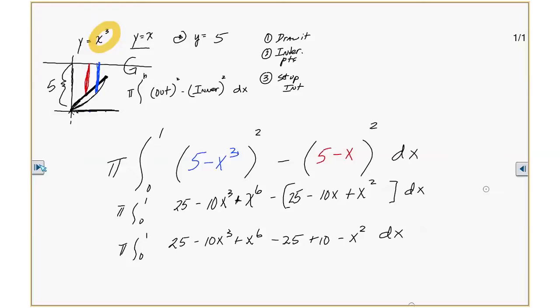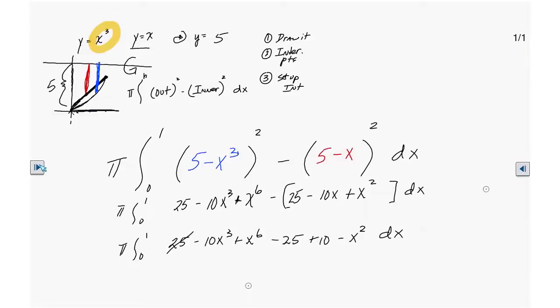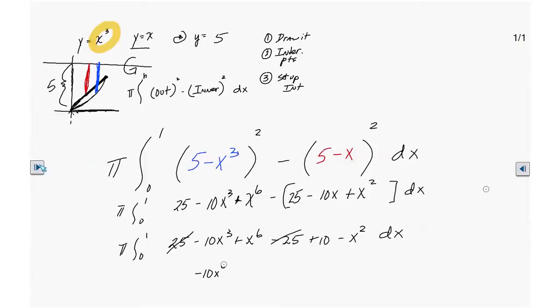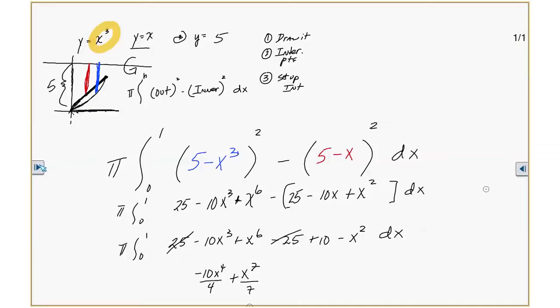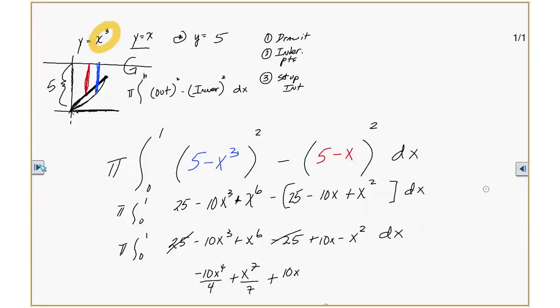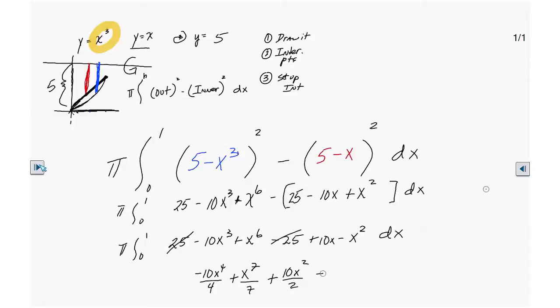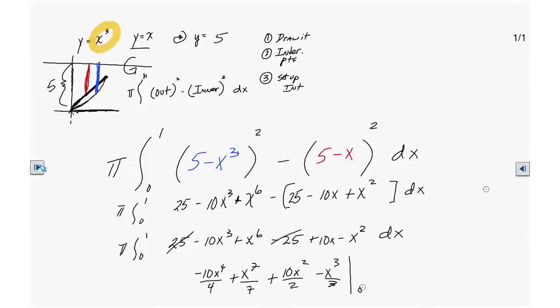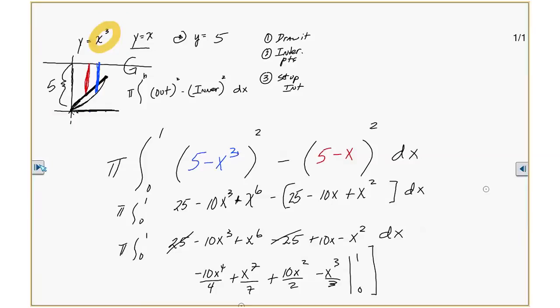The only thing I say goes out is what? 25s, so that's going to be negative 10x to the 4th over 4 plus x to the 7th over 7. Could be negative, could be positive. So 10x squared, wait a minute. Yes. 10x squared over 2 minus x to the 3rd over 3, evaluated at 0 and 1, multiplied by pi.